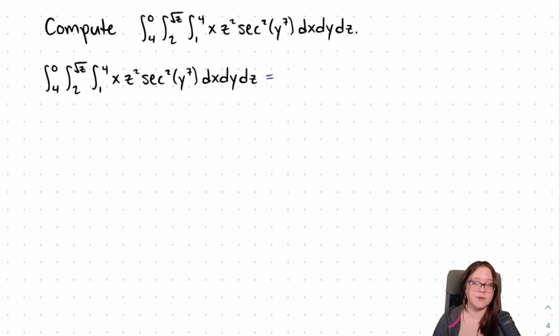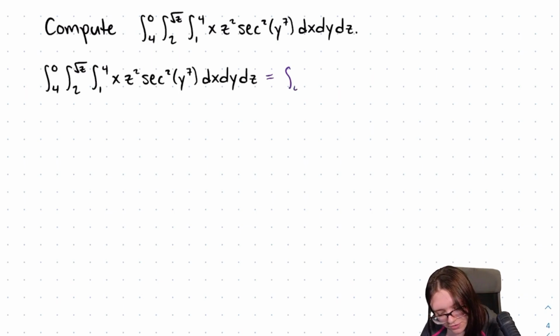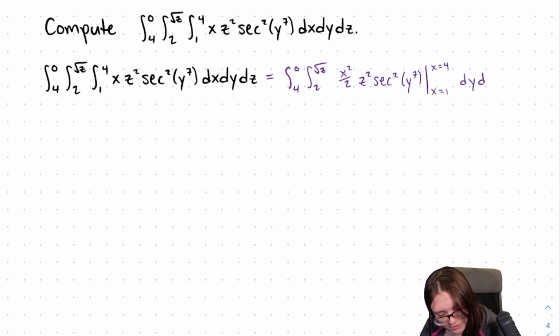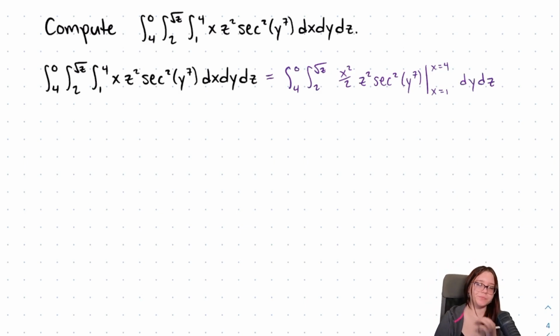Z squared secant squared y to the 7th is constant in x. So I just get x squared over 2 times that whole thing. So we're left with the integral from 4 to 0, the integral from 2 to rad z of x squared over 2, z squared secant squared y to the 7th. And we're going to evaluate that from x equals 1 to x equals 4. And then we'll do the y and the z integrals.